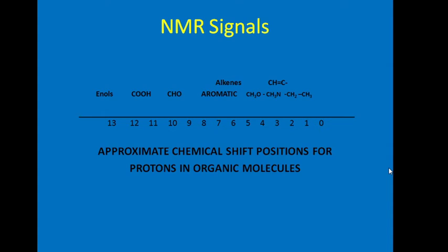De-shielded proton: if you disturb the electron cloud around that particular proton by adding an electronegative atom, what happens? The electronegative atom is going to pull the electron density towards itself. When it pulls the electron density towards itself, this proton gets de-shielded. So de-shielded protons appear in the higher delta region, and shielded protons appear in the lower delta region. So you have to recall these aspects.